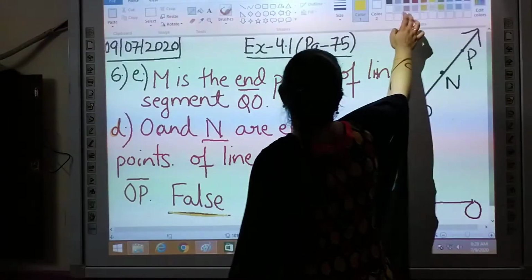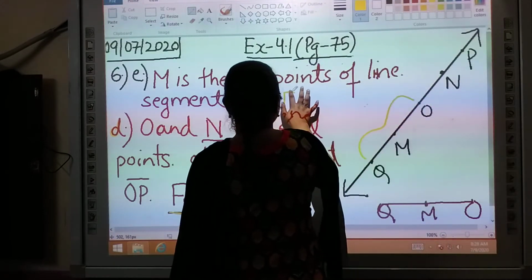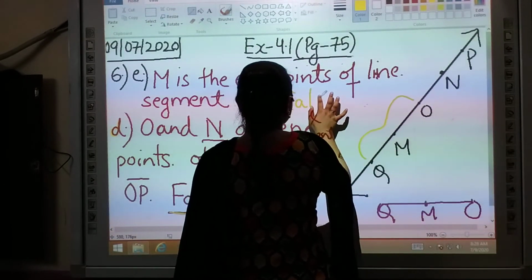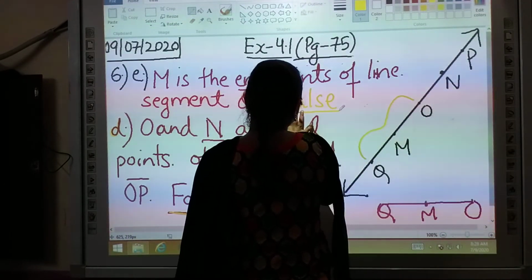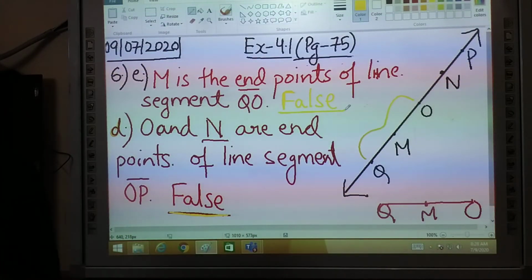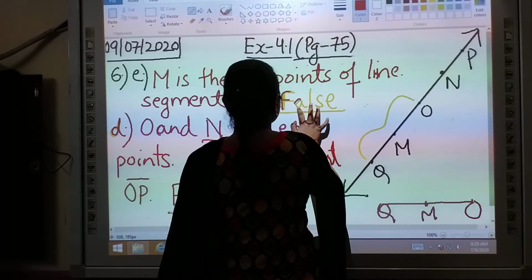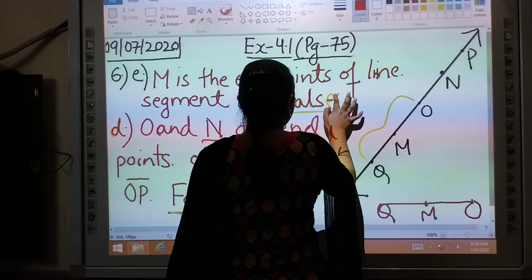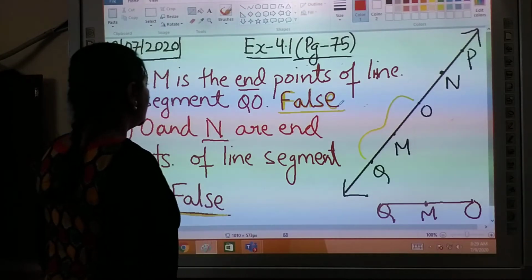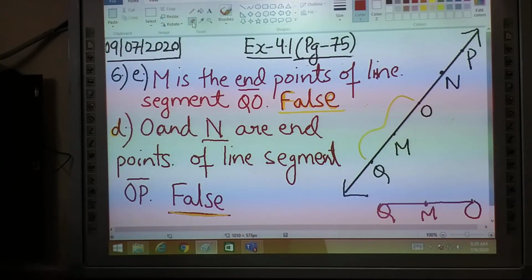So clearly this statement is also false. This statement is false. The statement in question number 6 part E is also false. Okay class, now moving on, let's move on to question number F.